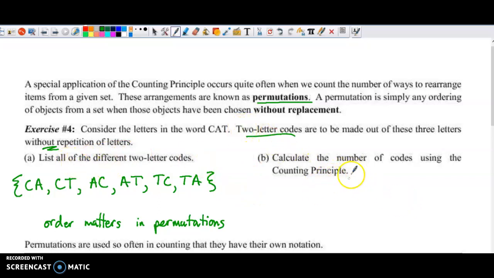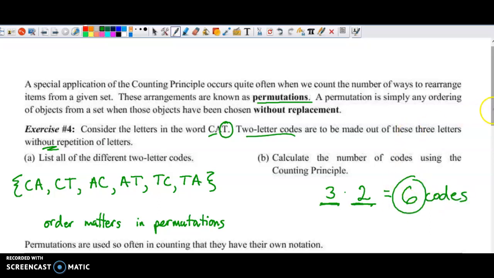Now, if we did the fundamental counting principle, what we might do is say, okay, well, we want 3 letters, and it doesn't matter what we choose first, we'll just choose one of those 3. Let's say you choose T first, well, now you're down to 2 options. And at this point, it doesn't even matter which one you choose, but 3 times 2 gives you 6 codes. Really, that word doesn't really matter. I'm curious if you get the right number.